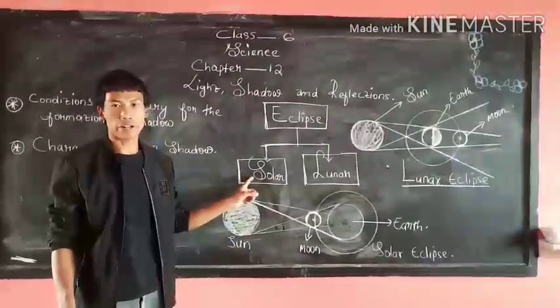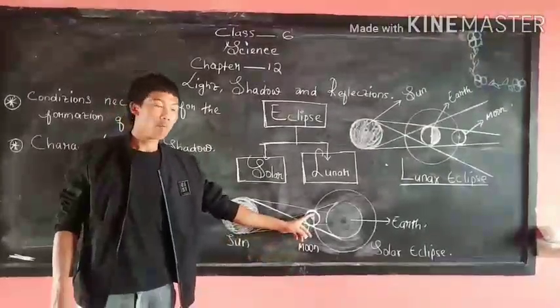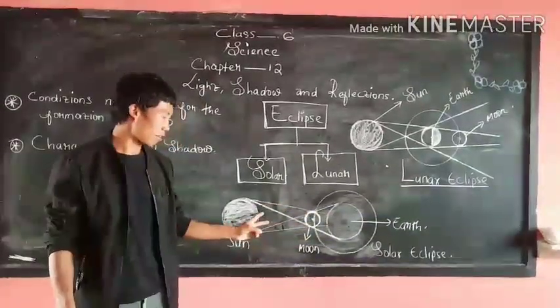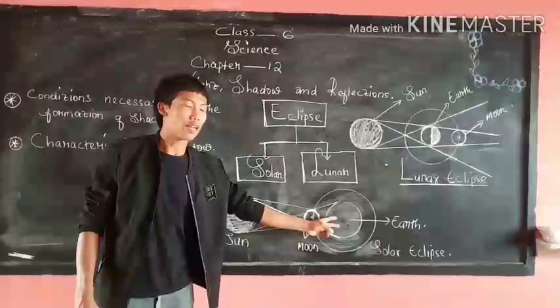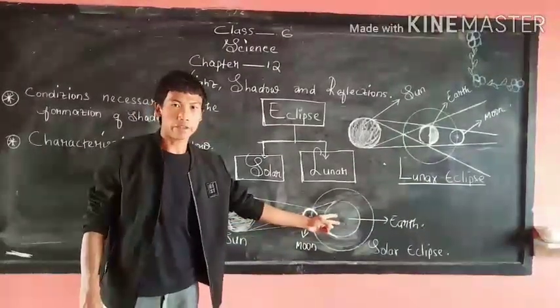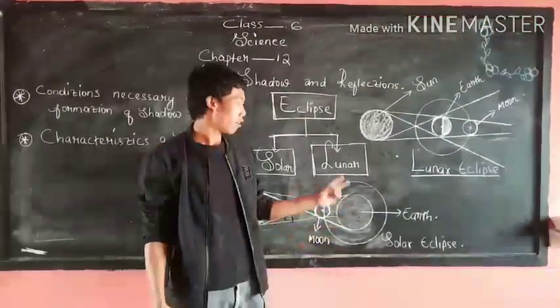When does a solar eclipse occur? A solar eclipse occurs when the moon moves in between the sun and the earth, blocking the light of the sun from reaching the earth, and thus the shadow of the moon falls on the earth. It occurs on the new moon day.